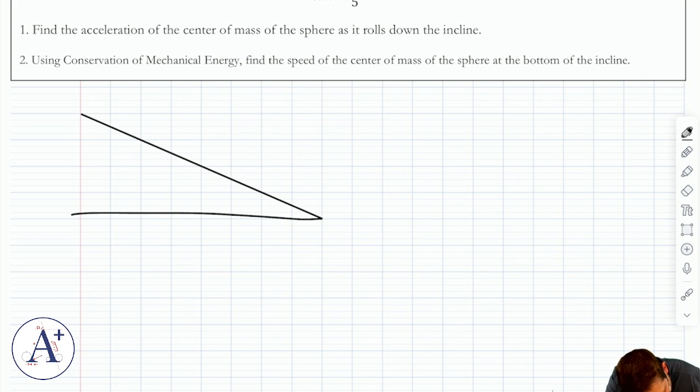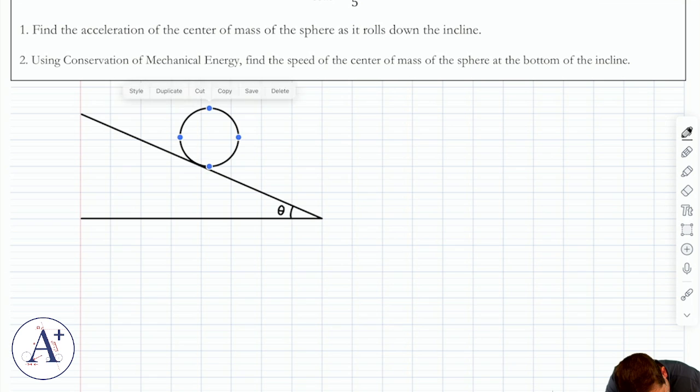Okay, so here's the sphere as it rolls down this incline. And I'm going to draw the forces acting on it. Now the weight force is going to be applied at the center of mass. So that's going to be mg. The normal force originates at the contact point and goes through the center of mass. It's going to be N.